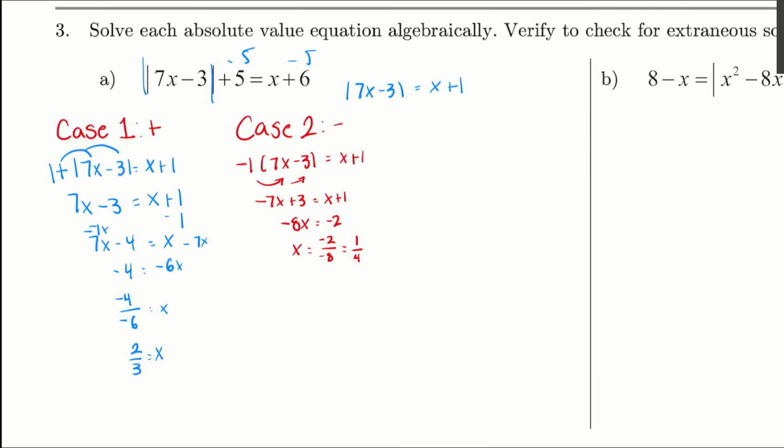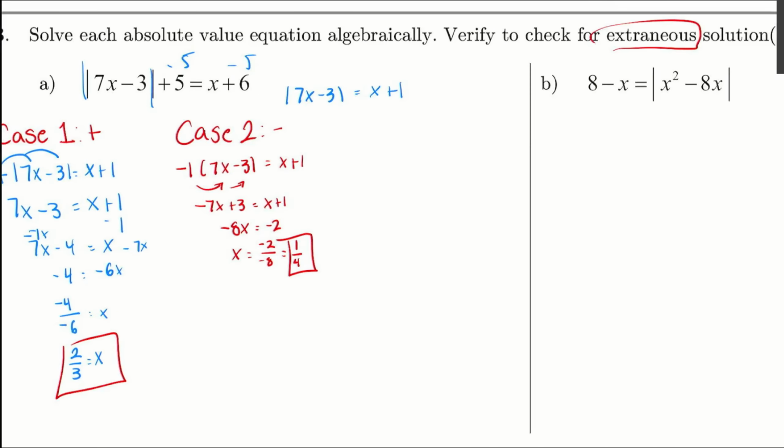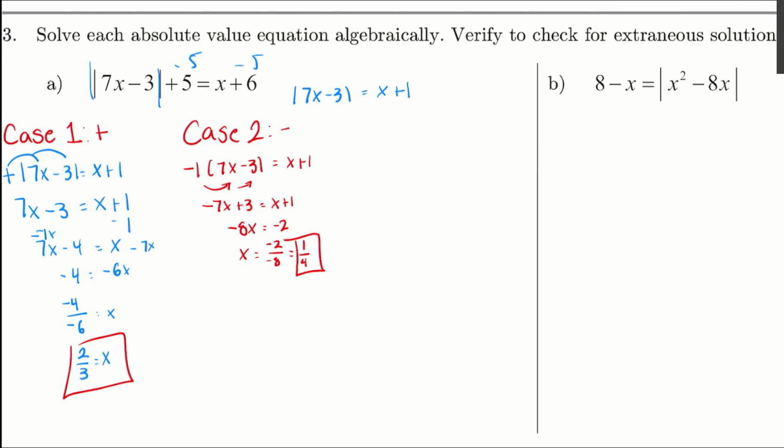So now that we've found both solutions by checking out both cases of our absolute value sign, we can plug in our values of x, which are 2 over 3 and 1 over 4, to see if these are extraneous solutions, meaning whether we reject them or not. So let's test our first one. The absolute value of 7 times 2 over 3 minus 3, plus 5, should be equal to 2 over 3 plus 6.